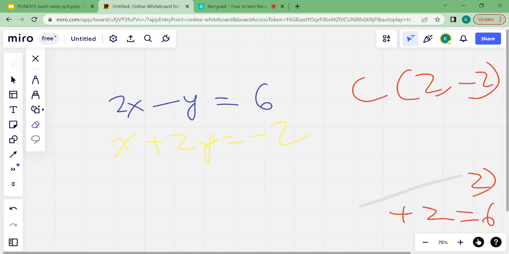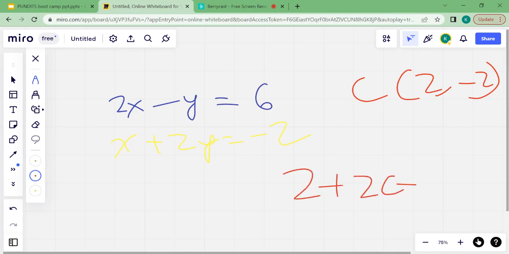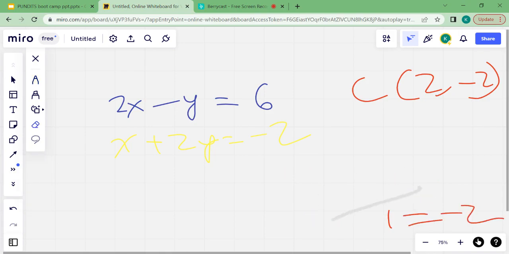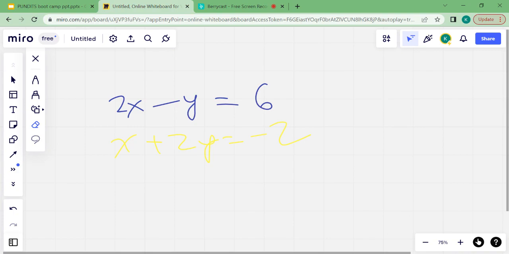But we also have to check it for the second equation. So let's do that. x plus 2y is equal to negative 2. 2 plus 2 times negative 2 is 2 minus 4, which is negative 2. Looks like we got lucky because this is the right answer. First attempt. So you want to mark C as your answer.